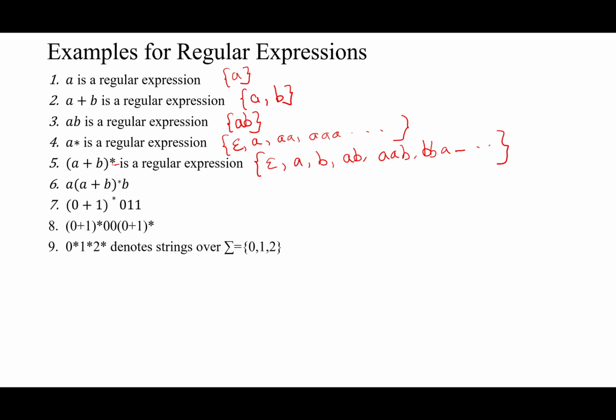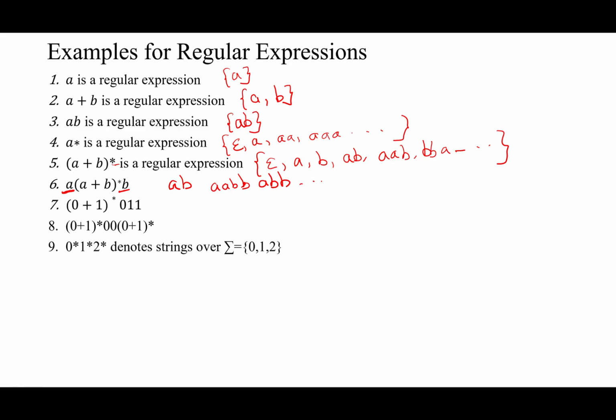The next one, A (A plus B) star B. So it is denoting all the strings over sigma of A comma B. It starts with A and ends with B. So this A and this B are compulsory. In between this A and B we can have 0 or multiple instances. So the shortest one is AB. Then we can have ABB, then AABB. These are some example strings here.